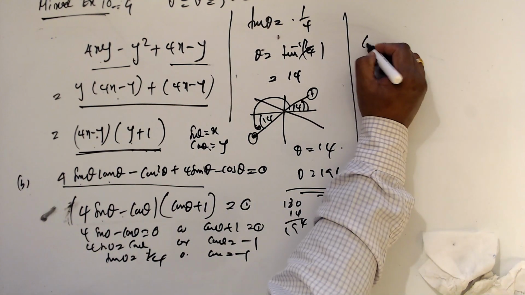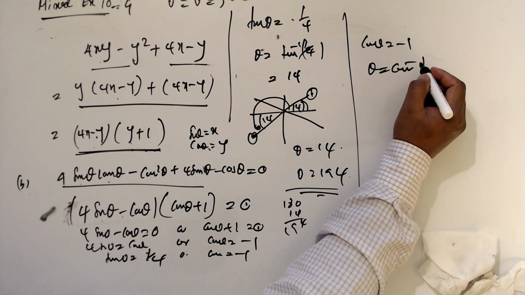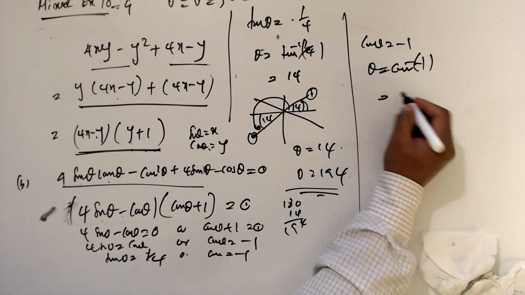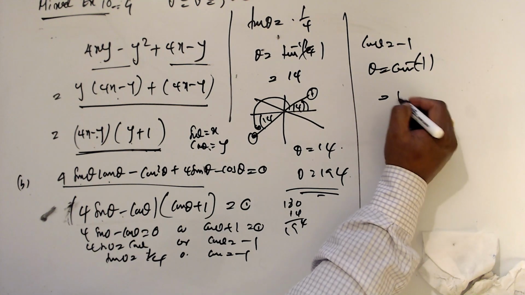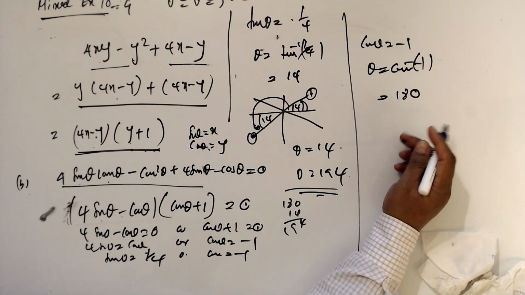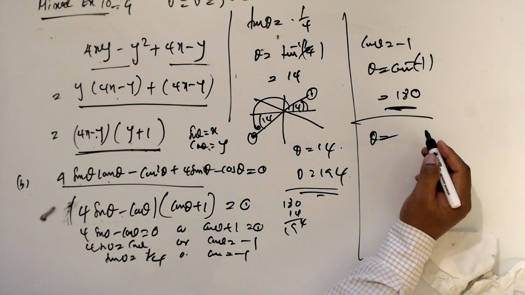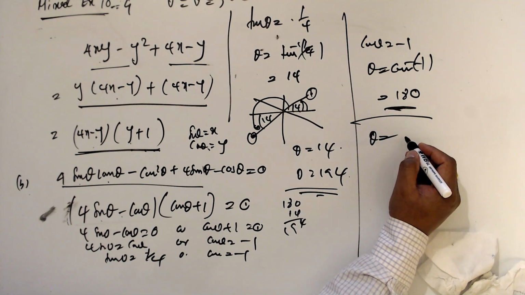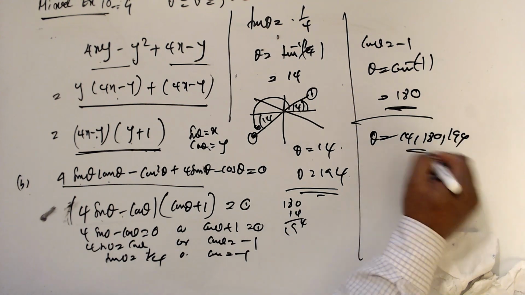The other one is cos theta equals minus 1, so theta equals cos inverse minus 1. This answer is going to be 180, and you can look at the graph to get this answer. So theta equals 14, 180, 194.